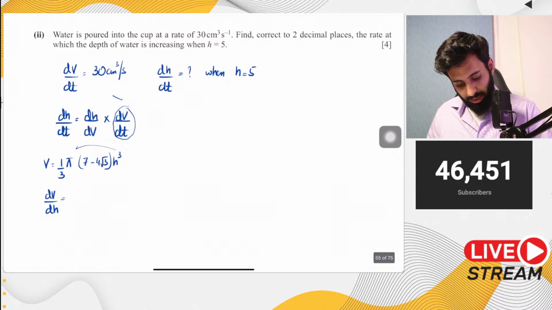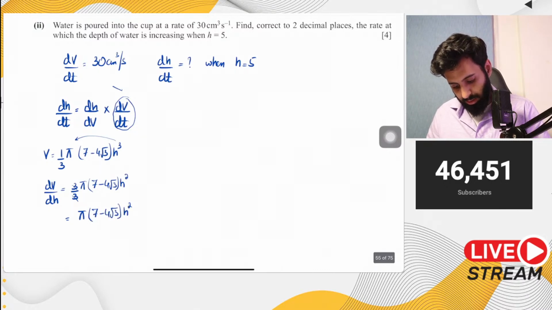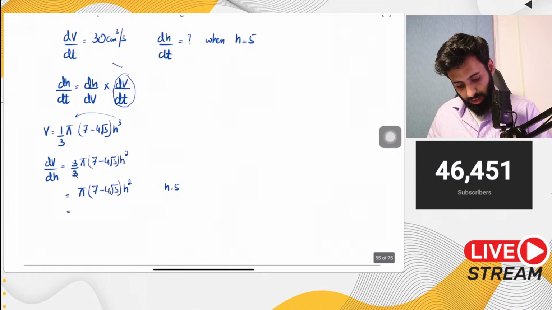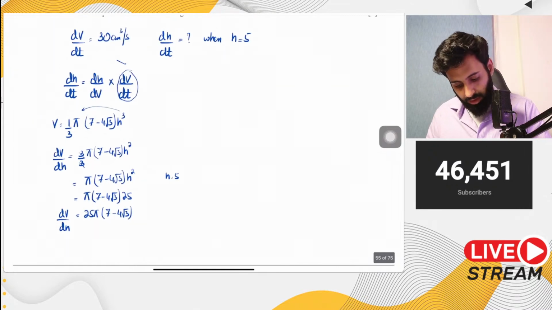So 3 gets multiplied by 1 upon 3, so that's 3 upon 3 pi into 7 minus 4 under root 3. Actually, not resit, but give it in October, November. Yeah, so 3 and 3 get cancelled out, and now we have pi into 7 minus 4 under root 3 into h squared. And what is h equal to? h is equal to 5, so we multiply it by 5. So pi into 7 minus 4 under root 3 into 25. So this becomes 25 pi into 7 minus 4 under root 3. Okay, so here is dV upon dh. Keep it in exact form till you have the final answer.